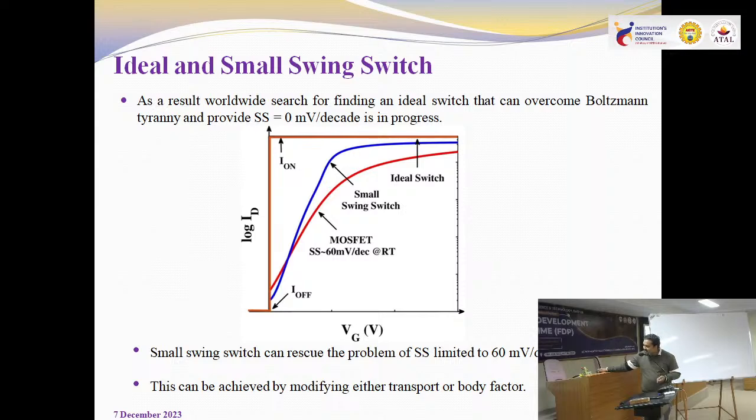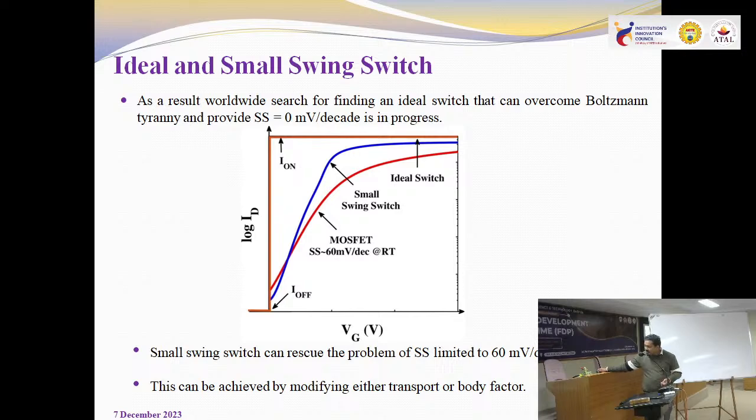And after the ideal characteristic, I'll go to the MOSFET characteristic. This red line tells me about the MOSFET characteristic. Now here you see, it has some value of on current and some value of off current. And the swing is limited to 60 millivolt per decade, which I discussed in my previous slide also.